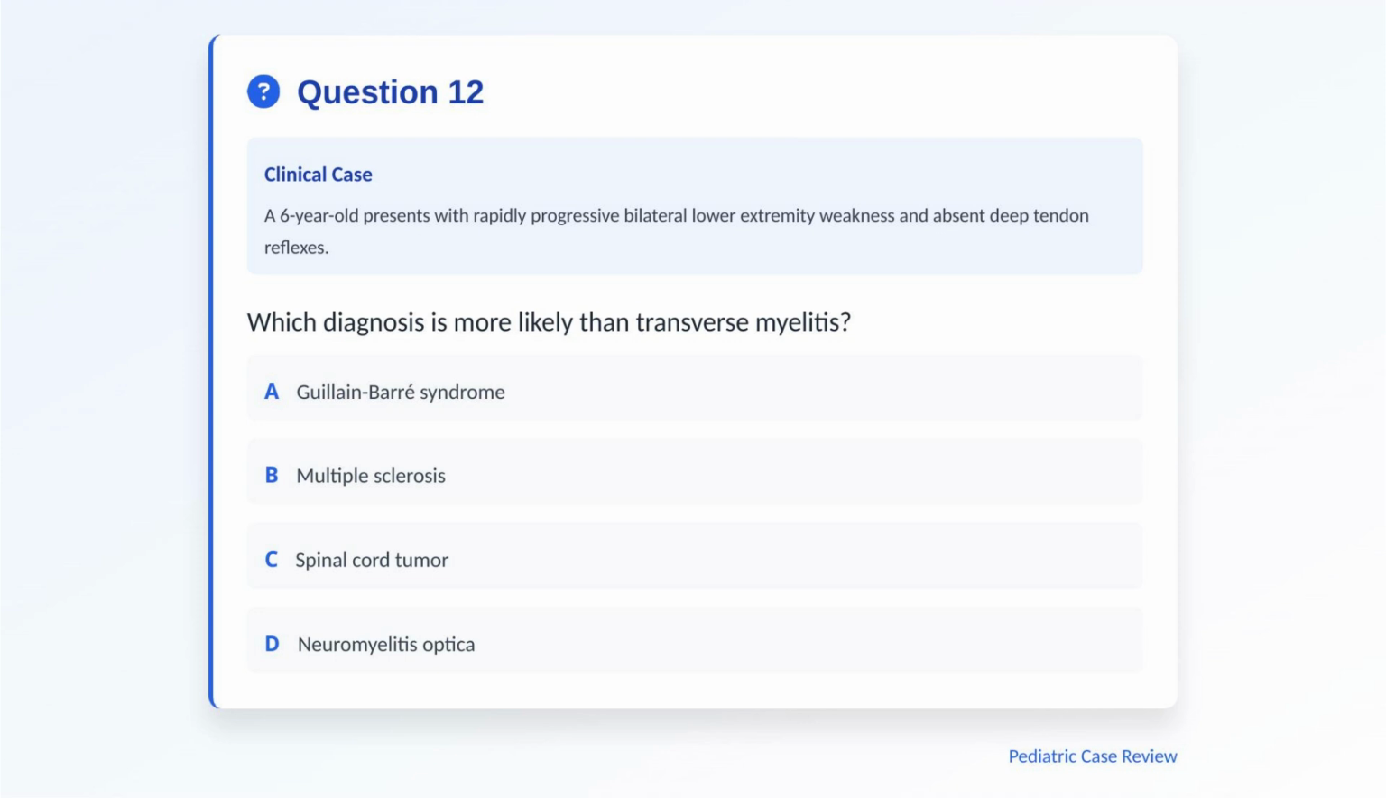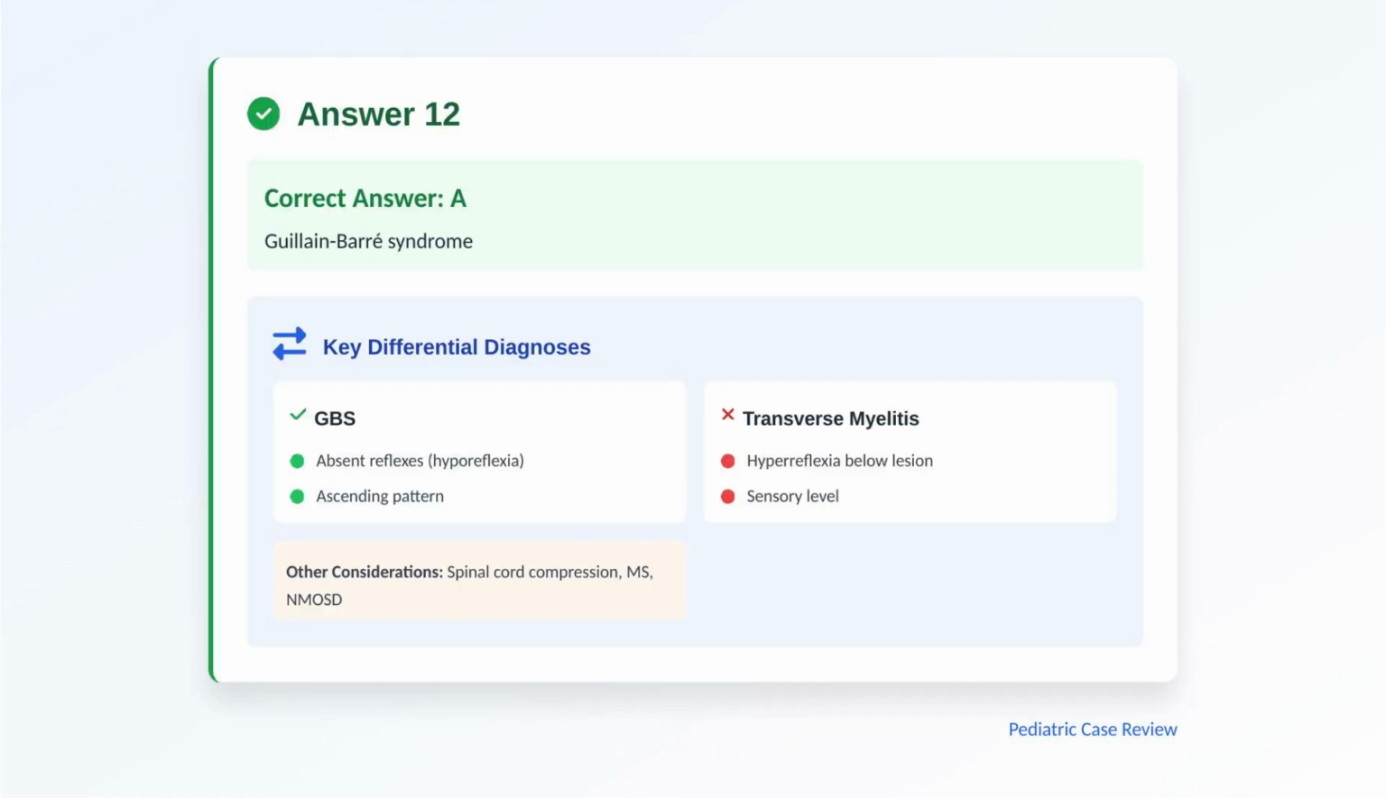A 6-year-old presents with rapidly progressive bilateral lower extremity weakness and absent deep tendon reflexes. Which diagnosis is more likely than transverse myelitis? A. Guillain-Barré syndrome. B. Multiple sclerosis. C. Spinal cord tumor. D. Neuromyelitis optica. The correct answer is A.